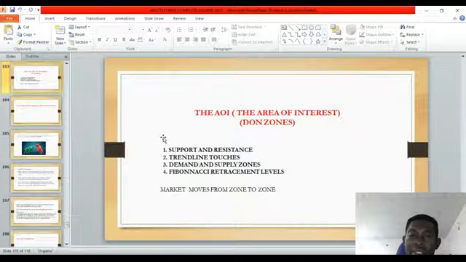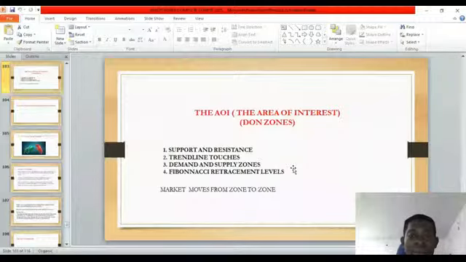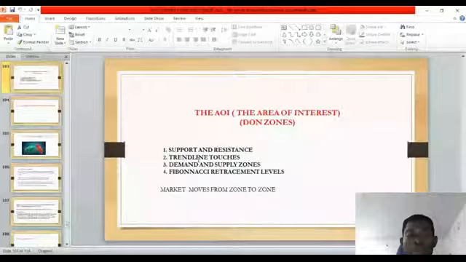This AOI, this area of interest, which I call the dawn zones, is the most important part in technical analysis. After you've identified it, one of the first things you do, and that was where I started when I began teaching technical analysis, is to know the beginning of a trend. And there are two ways I've taught you to know that.